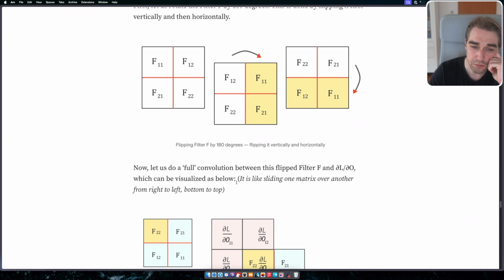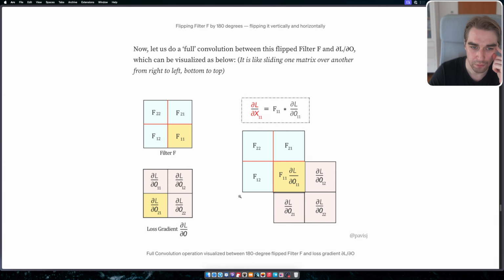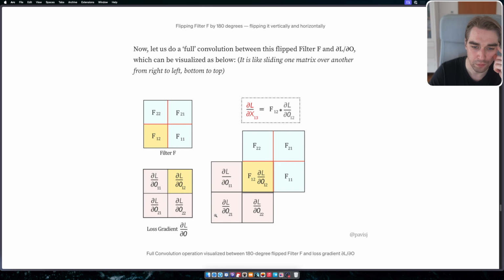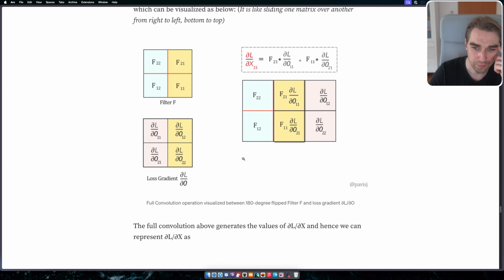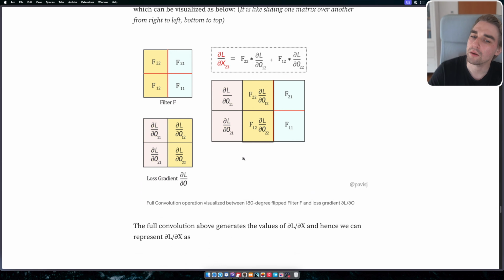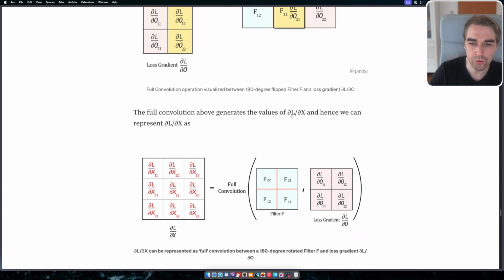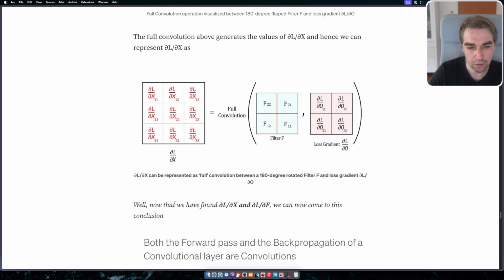It's like sliding one matrix over another, so it kind of goes beyond the filter f with the loss gradients. Because if it's not the full convolution, then the normal one will just end up having one element, right? The full convolution above generates the values of dL over dx, and hence we can represent it as a full convolution.